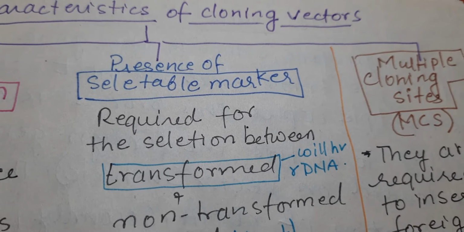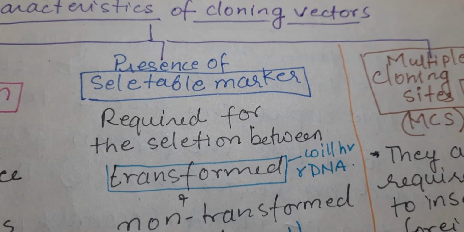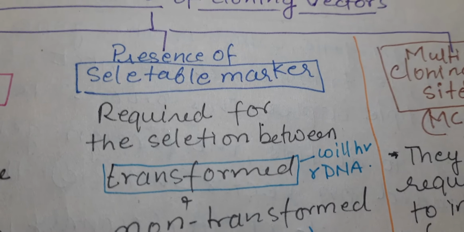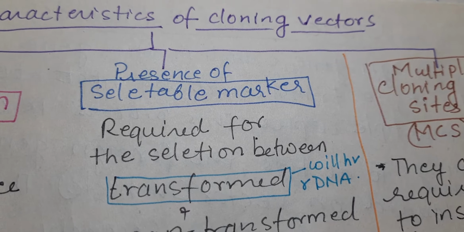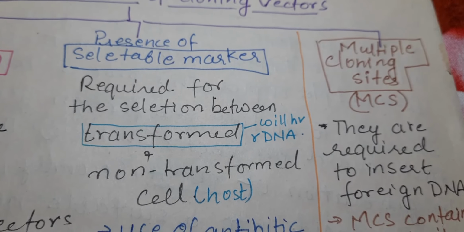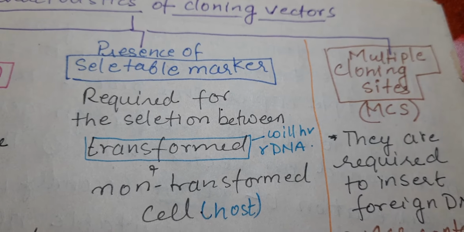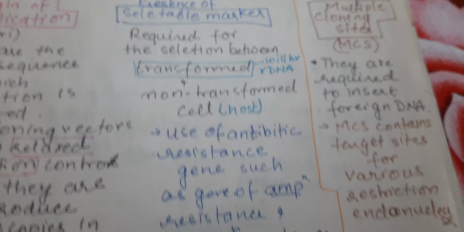Selectable markers are required for the selection between the transformed and non-transformed host cell. So transformed are the ones which carry the recombinant DNA. They are also known as recombinants. And non-transformed are the ones which do not carry the recombinant DNA. Those cells are called non-recombinants.